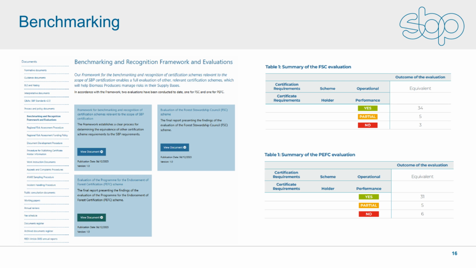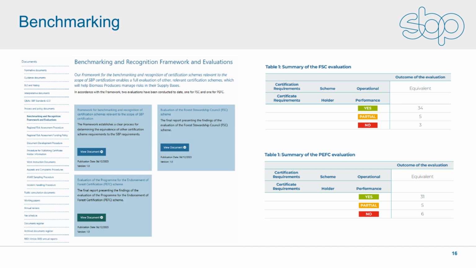So benchmarking is not an all or nothing exemption. It is a targeted reduction in scope, and it makes the administrative burden of SBP certification significantly lower for biomass producers whose supply chains already rely heavily on FSC or PEFC certified sources.